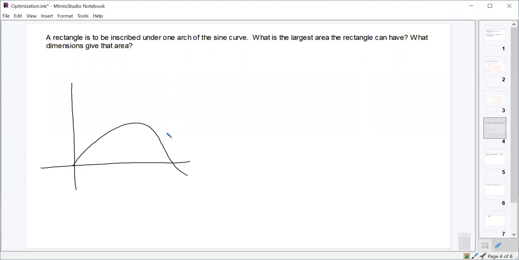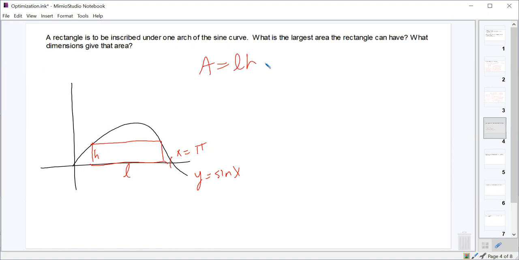We get a good picture? Something like this, right? Where we have y equals sine x, we have one arc of the sine curve, it crosses through here at x equals pi. And we want to find the largest area this could have. So that's going to be a length times a height, or a base times a height, or whatever you want to call it. And we need to figure out how to maximize that area.